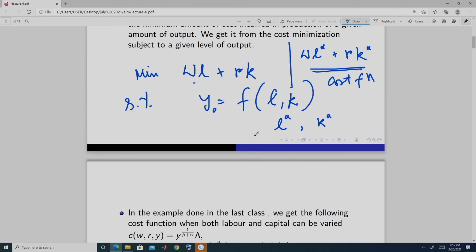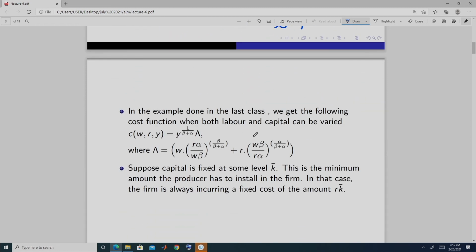Now, if we take this as a Cobb-Douglas production function, then we get a cost function of this nature, where this capital lambda is actually given by this expression. We have derived this in the last class. So, what do we get? We get that our cost function is actually a function of the output that we want to produce and the price of labor and the price of capital. But since this firm always takes the price of capital and labor as given, this firm cannot determine these prices. So, we take this cost function to be only a function of output.